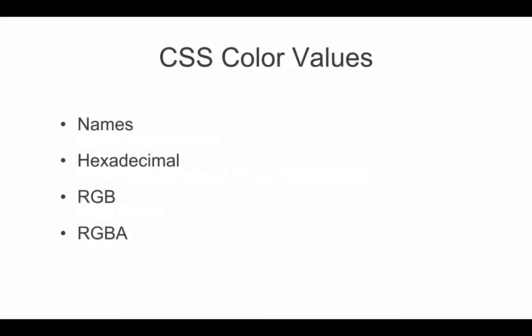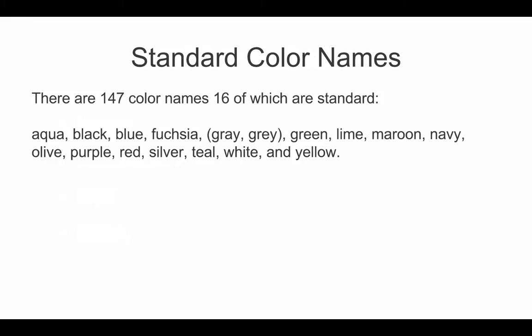In order to apply a color in CSS, as a value we can give a color name, a hexadecimal value, an RGB or an RGBA value. There are 147 color names, but only 16 of which are standard and work in all browsers, and those are aqua, black, blue, fuchsia, gray, lime, green, maroon, navy, olive, purple, red, silver, teal, white, and yellow.